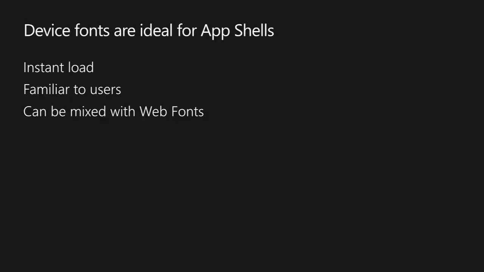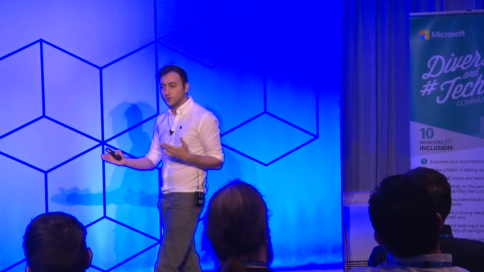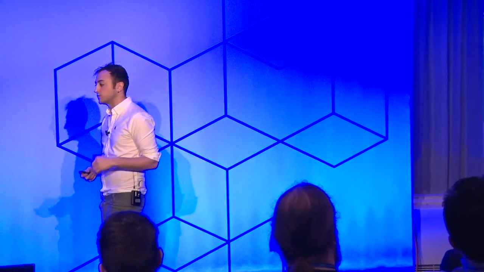So device fonts are ideal for app shells because they load instantly. And they also are familiar to users. And if you still want to use web fonts, you can do that, because you can use device fonts for the app shell, for buttons, so for everything that has to do with the system component of your app, like with the navigation. And then you use web fonts for the content. You can do that if you want.